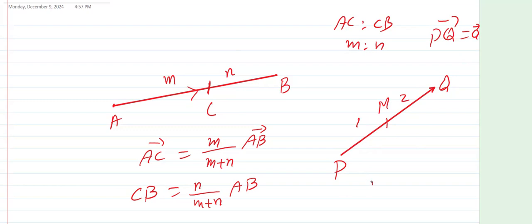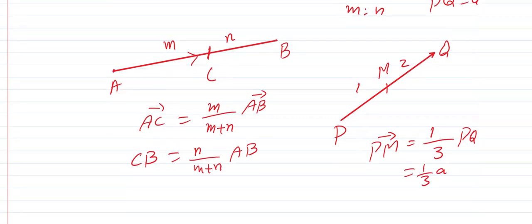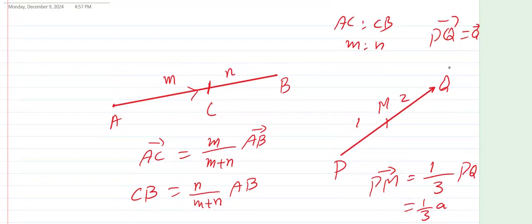What will be PM? You will use the ratio formula for PM. The ratio in the part of this one will be 1 over the sum of the ratios, 1 plus 2 is 3, multiplied by the full vector PQ. So it will be 1 over 3 of PQ. What is PQ? PQ is given as equal to A. So you will say it is equal to A. This is how we will use the ratio formula.